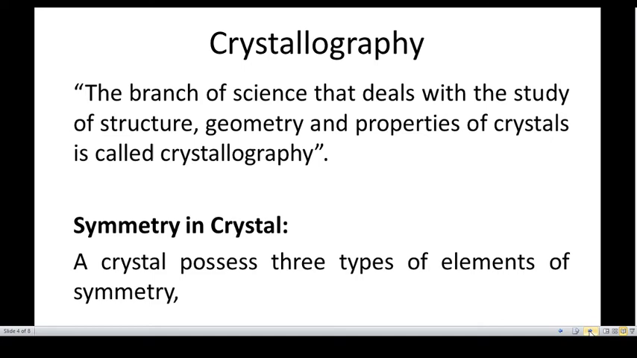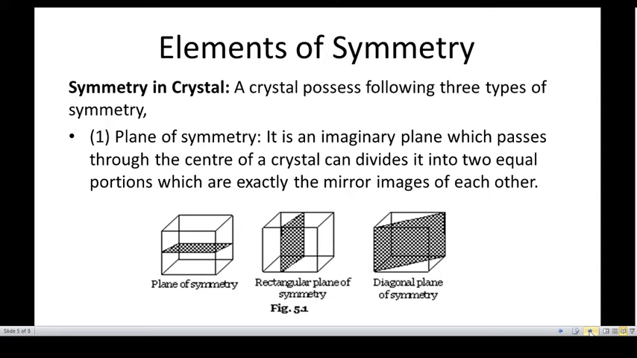The first element of symmetry is plane of symmetry. Actually, it is an imaginary plane which passes through the center of the crystal such that it divides the whole crystal into exactly two equal portions which are mirror images of each other.